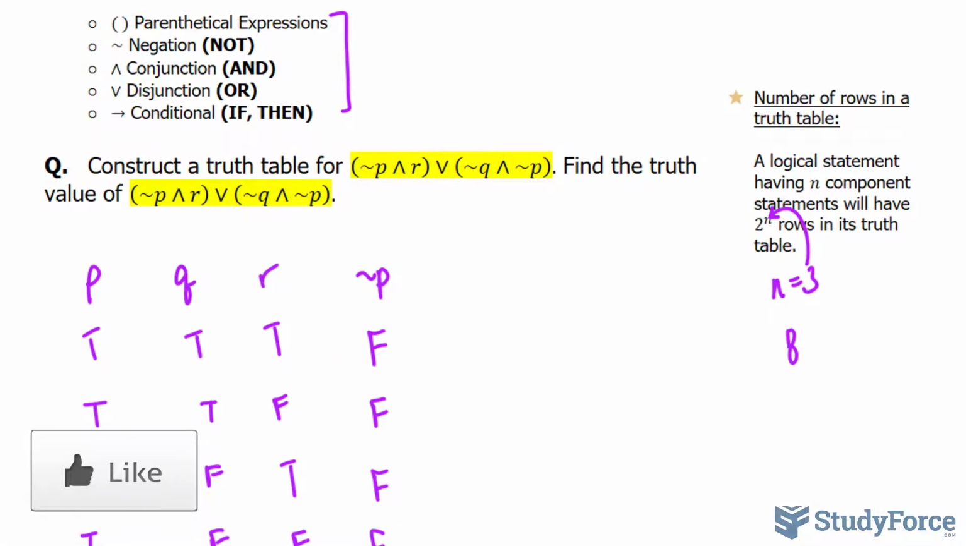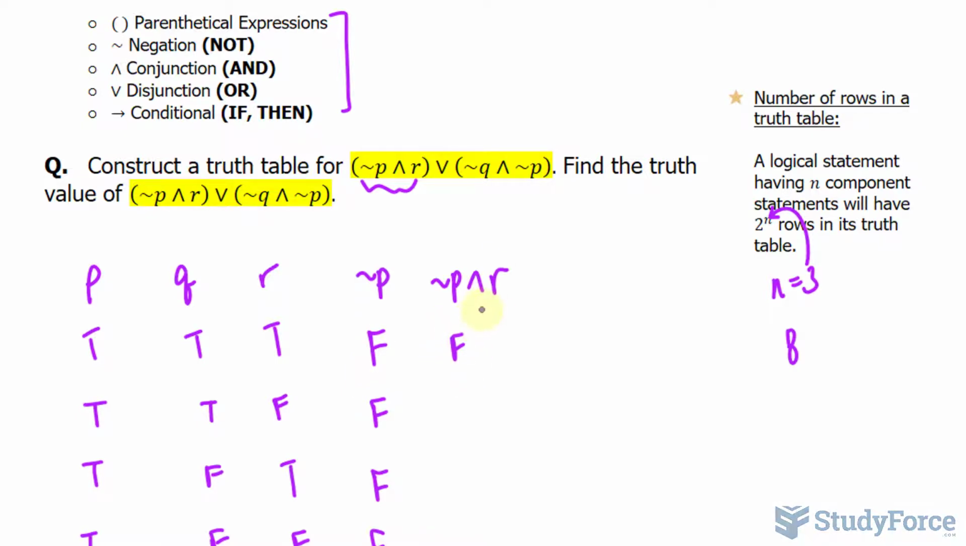The next column will be these two together. So tilde P and R. So both have to be true in order for this to be true. So let's understand this. This is asking, is tilde P true? It's false. So just keep that in mind. And because it's false, we don't even care about R, whether it's true or false, because they both have to be true in order for this to be true. Therefore, I'm just going to leave this as false.